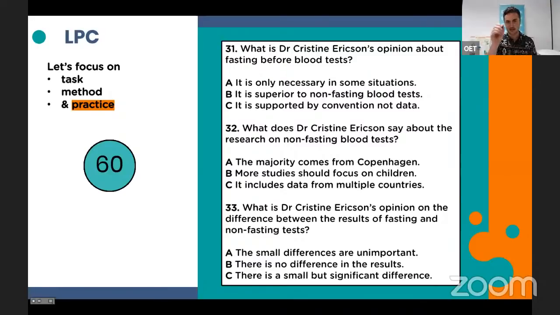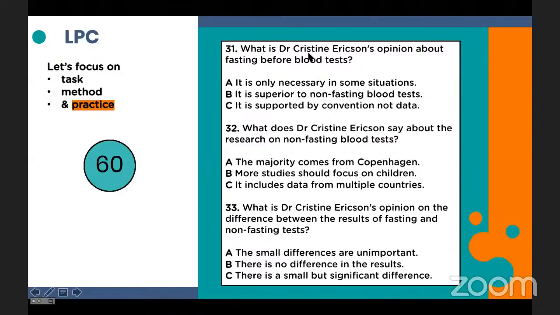I'll take my pen, and for number 31, for example, I would underline opinion about fasting before blood tests. That's what you're listening for: what's her opinion about fasting before blood tests? Then I'd read 32, what does she say about the research on non-fasting? So I'd underline research. Number 33, what is her opinion on the difference between the results of fasting and non-fasting? So I'd underline the difference. So there are critical core functions that you're listening for, okay?